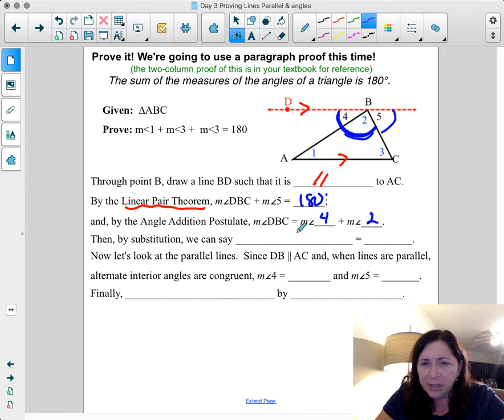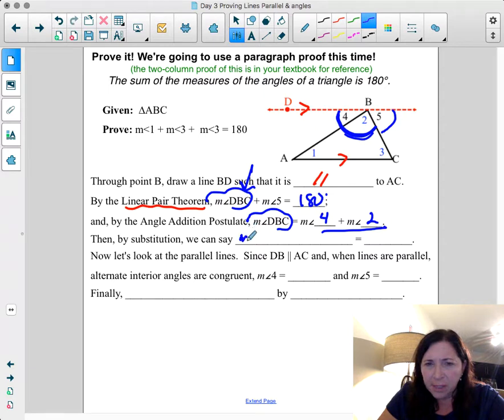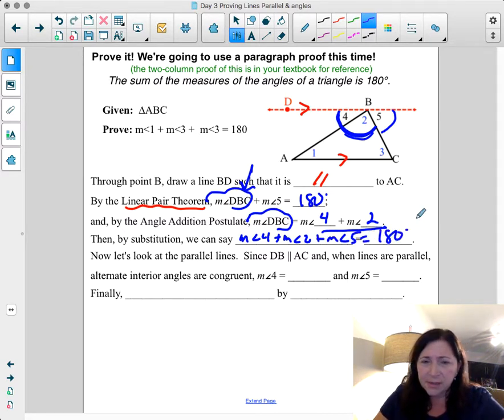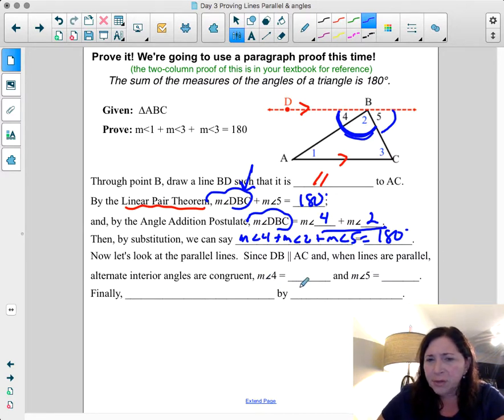By substitution, and of course you're substituting DBC, you're plugging in 4 and 2 right into here. You know that the measure of angle 4 plus the measure of angle 2 plus the measure of angle 5 is equal to 180 degrees. Looking at parallel lines, since DB is parallel to AC, when lines are parallel, their alternate interior angles are congruent.